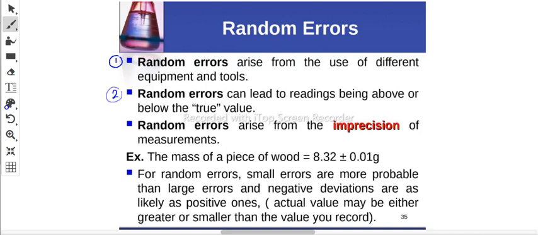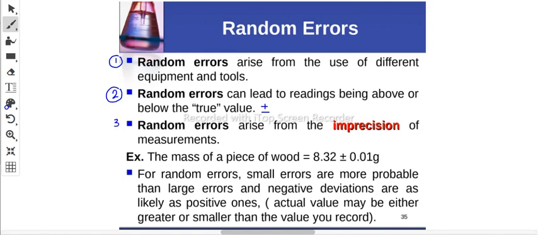Number 2, random errors can lead to readings being above or below the true value. So we don't have a specific direction. They could be above or could be below. If you refer back to my previous lesson, which is part 1 from section 11.1, we discussed the meaning of the plus minus and the absolute uncertainty which is presented from the use of different equipment.